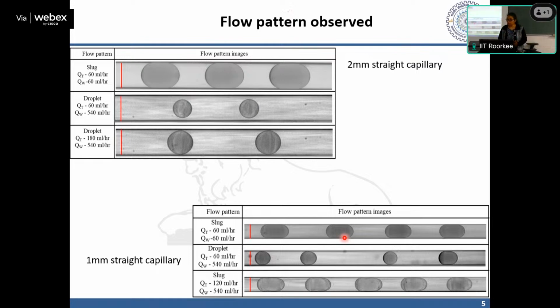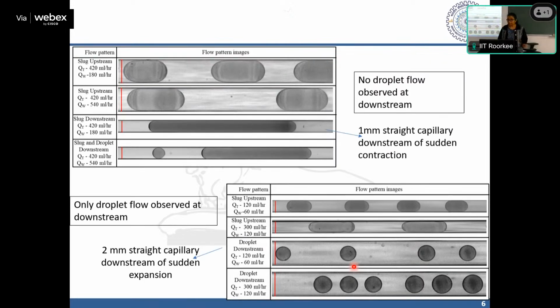I guess we have discussed a lot already. Toluene water, 2 mm straight capillary: we have observed slug, we have observed droplet. Then for the 1 mm straight capillary, again we have seen slug and droplet, but their characteristic features are somewhat different. Then when we go to the sudden contraction, this is 2 mm upstream followed by 1 mm downstream.